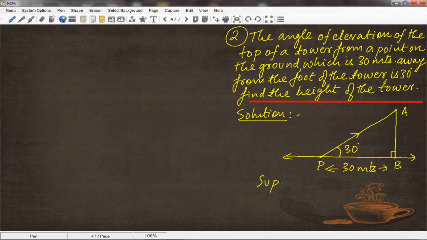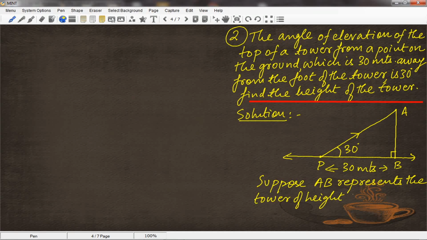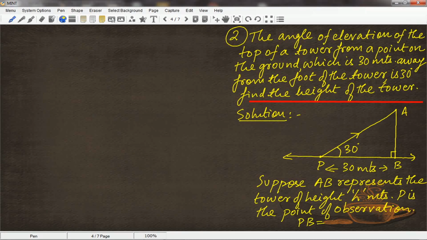We'll say suppose AB represents the tower of height h meters. P is the point of observation. PB is equal to 30 meters, the distance of the point of observation from the foot of the tower.